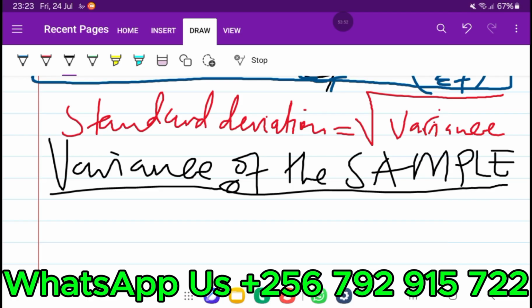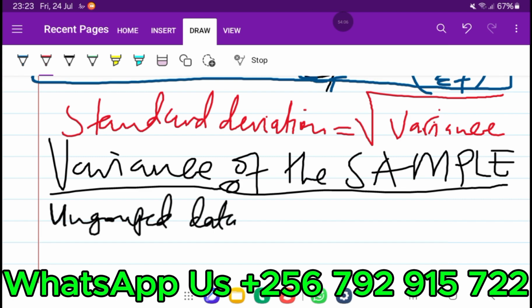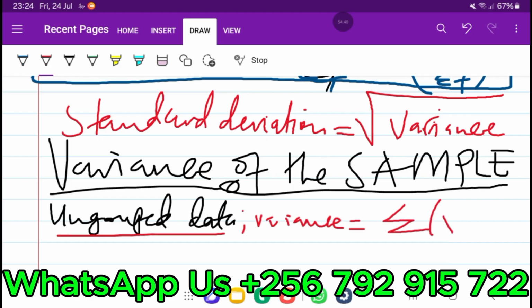Now we want to look at the formula for variance. If we are dealing with ungrouped data, then variance will be equal to the summation of (x minus x bar), of course the whole of it squared, but we divide this by n minus 1.